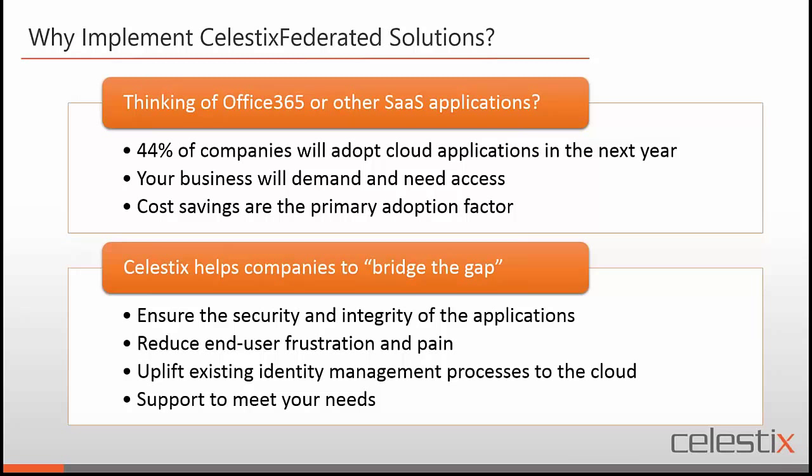We're going to help you reduce your administration and pain, again, with the multiple logins, multiple passwords. How do I authenticate here? What should I do there? You want to uplift your existing identity management process to the cloud. Again, we talked about onboarding, role changes, termination. And Federation, and specifically Celestix, helps with those challenges. And then our support organization, if you have a problem or a question, maybe you just need some professional services for a new application, and we can be your one-stop partner for that.